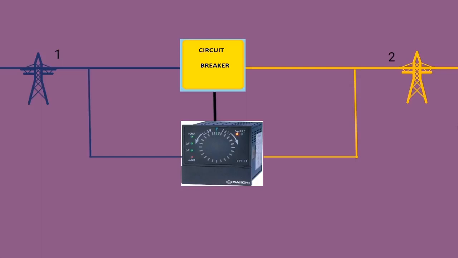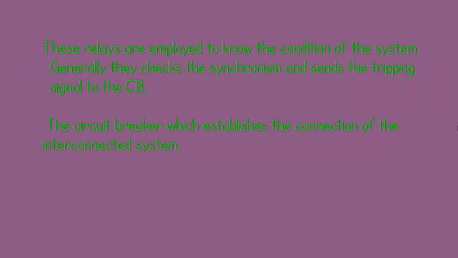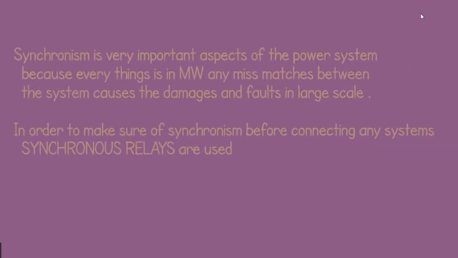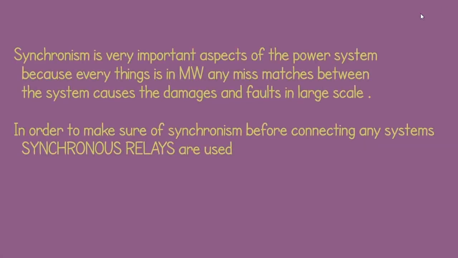This relay checks the synchronism at the two ends of the circuit breaker. These relays are employed to know the condition of the system. Generally, they check the synchronism and send the tripping signal to the circuit breaker. In order to make sure of synchronism before connecting any systems, synchronism relays are used.